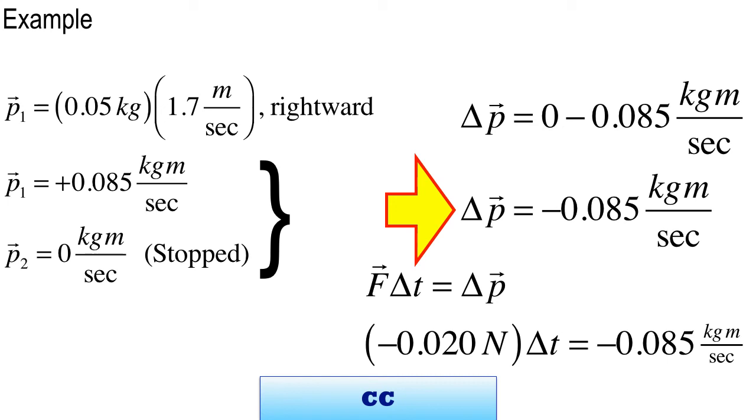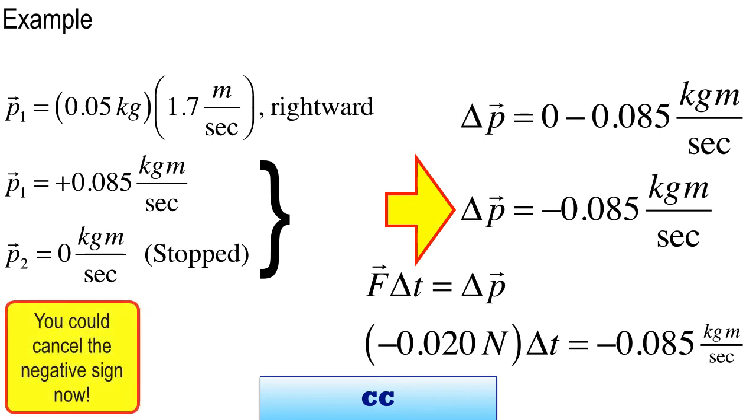Question? How did I get this? Because delta P is final minus initial. So the final is 0, it stopped, and the initial was positive 0.085, so it gives you a negative. Now all you got to do is divide both sides by 0.085. If you want, you can cancel here or just keep them there. And I'm going to go to the next page and do some division. Let's do that.